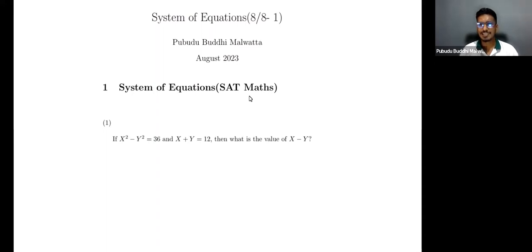Okay, let's try a few questions today, right? System of equations, but not the usual problems, right? Let's try to compute x minus y here, whenever we have these two values.